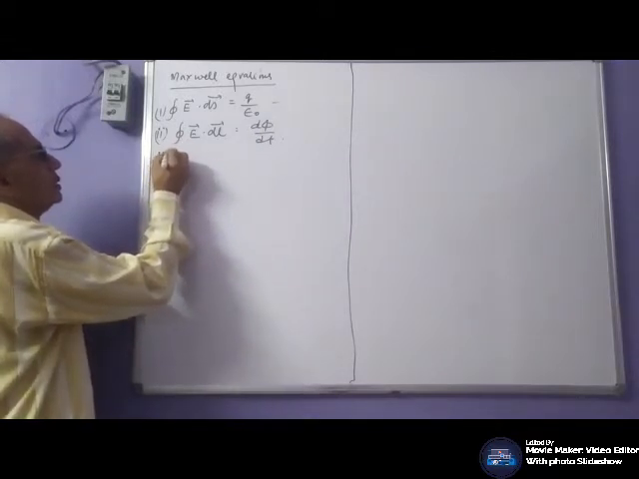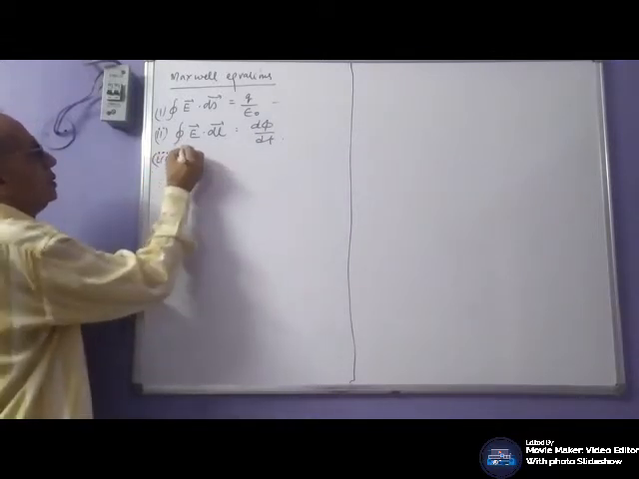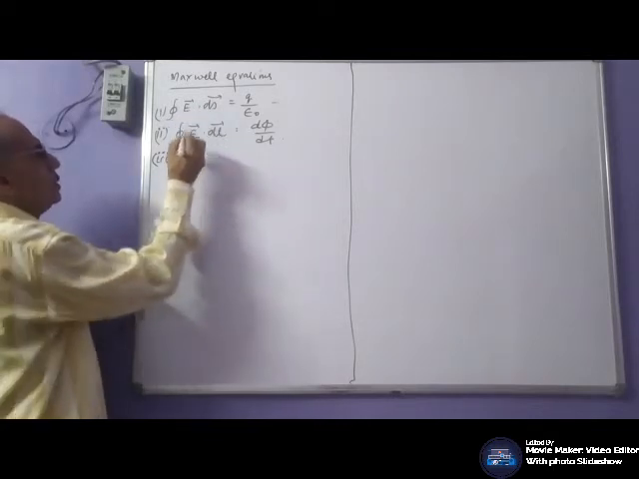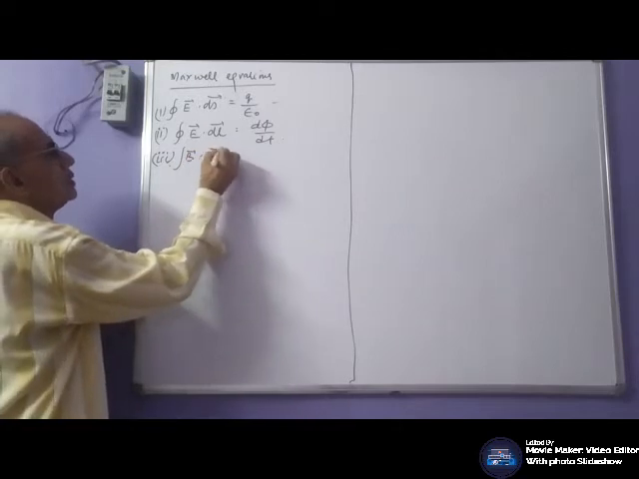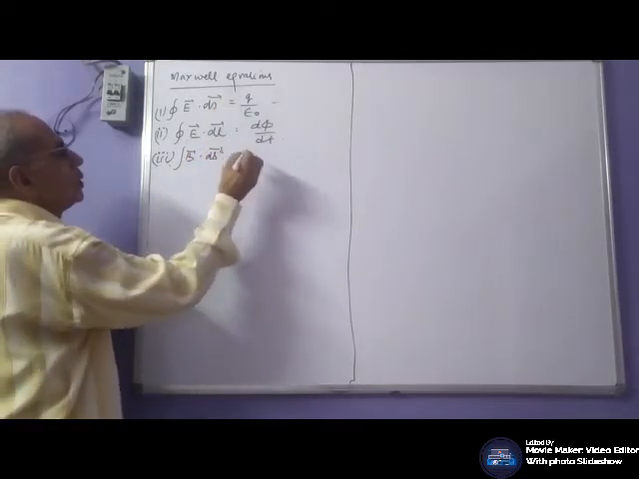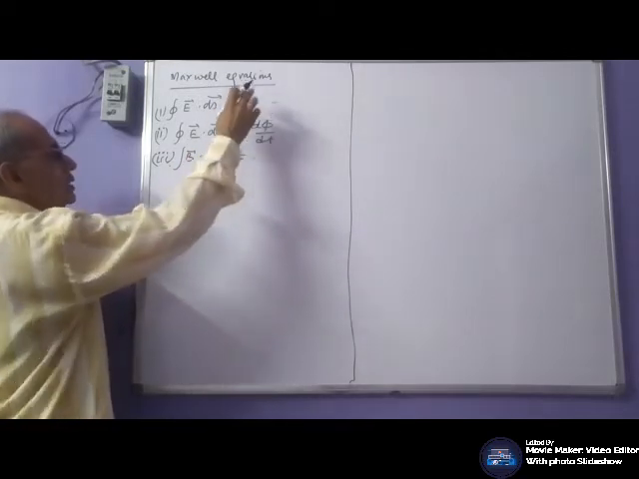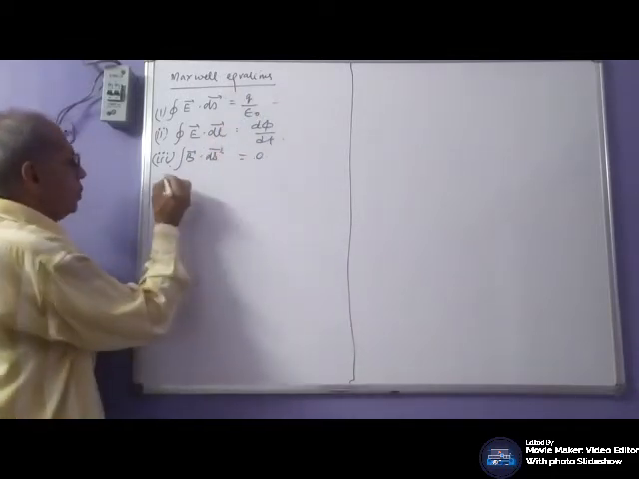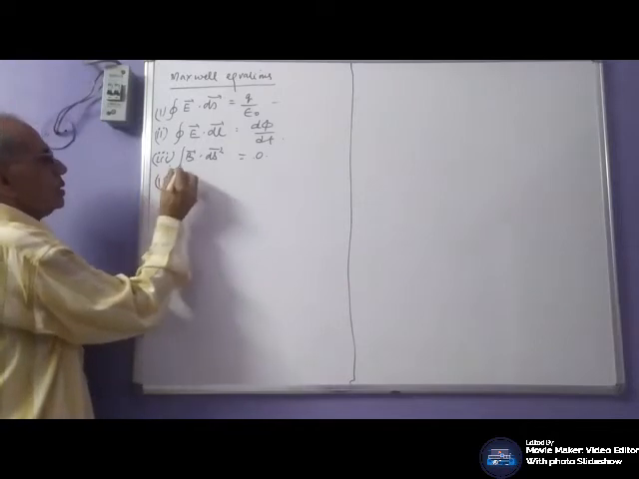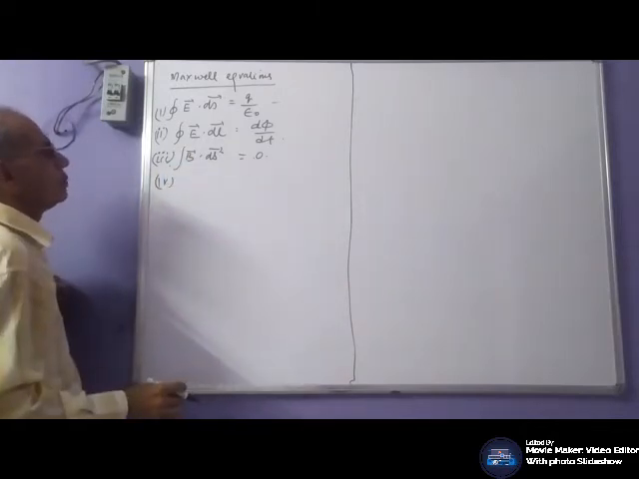Third: B dot ds equals Q by epsilon naught, total charge enclosed, but total pole strength enclosed is 0. This is Gauss theorem in magnetism.